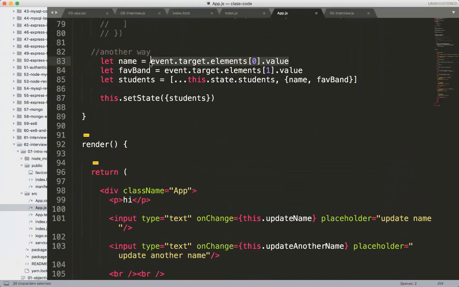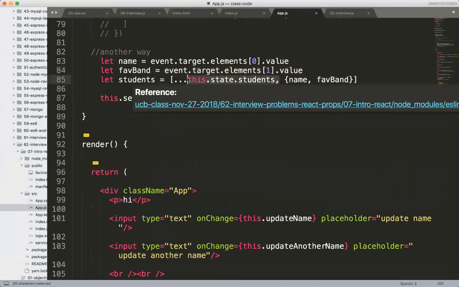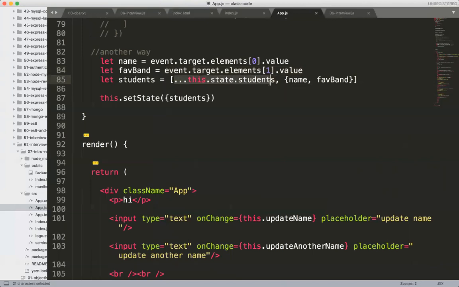You guys can use jQuery. A lot of people on Stack Overflow just don't use it, so I'm just not going to use it, right? You can use jQuery and it's fine. Fave Band was the second input, so we're going to do event.target.elements[1].value. And then students is a brand new array. We're making a brand new array, right? So we have square brackets to be a brand new array. We're doing ...this.state.students. This gets us all of the students that are currently there. We're taking all of the elements inside of it and we're putting it right here in this array.